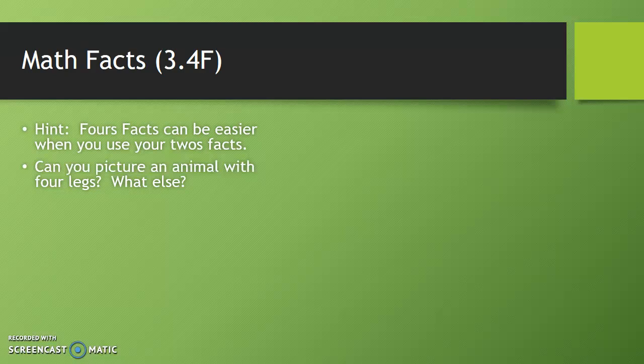My dog has 4 legs. Is there anything else? Maybe a chair or a desk that has 4. Let's think about our math facts.